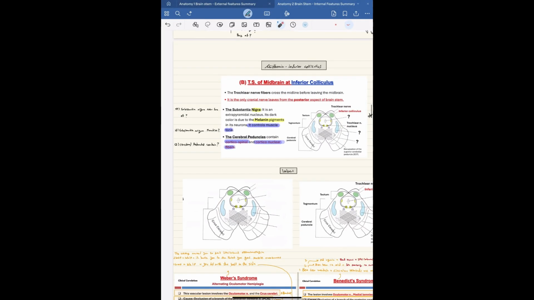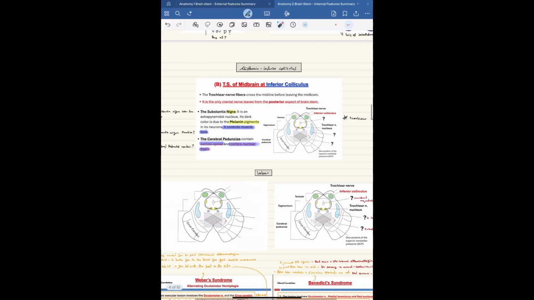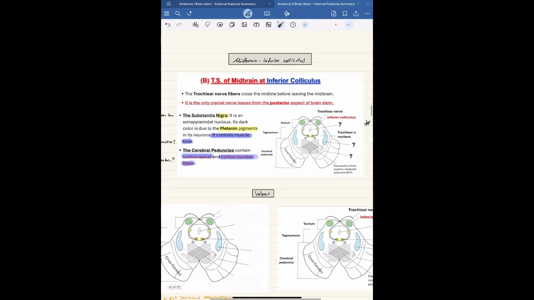Now, when we take a look at the inferior colliculi, we finished the superior colliculi, we had a cut section there. Now into the inferior colliculi. Let's go through the slide together and then we can go through the explanation. So here you will see the trochlear nerve fibers crossing the midline before leaving the brainstem. See, it crosses the midline before leaving the brainstem, and you got the substantia nigra because of melanin. It controls the muscle tone, and the cerebral peduncles containing what? That's important. Corticospinal, corticonuclear fibers here.